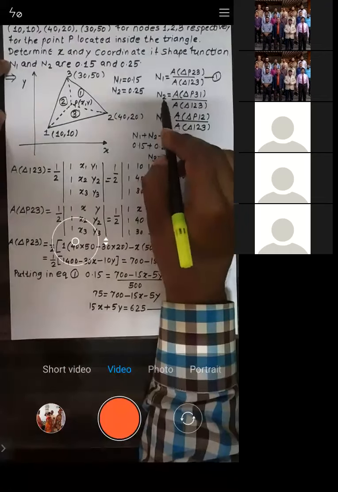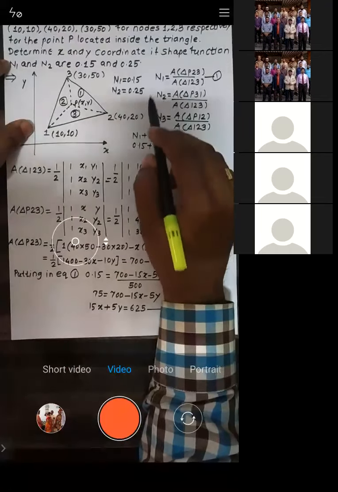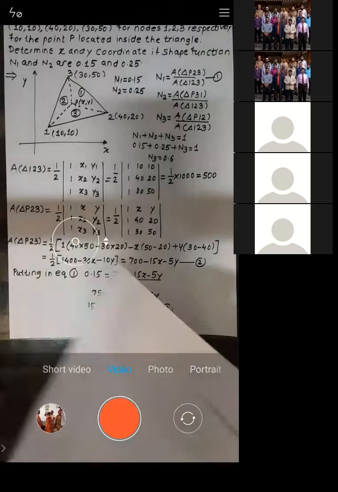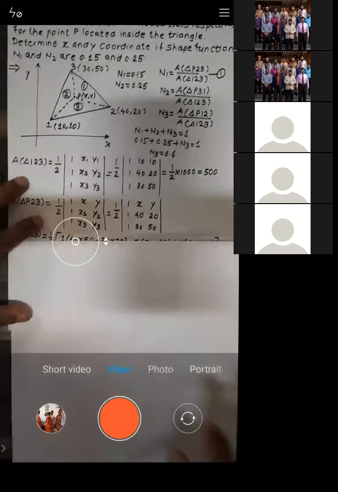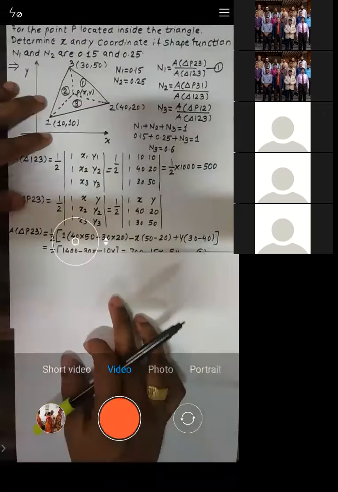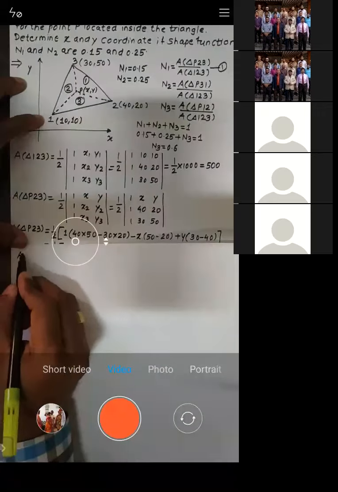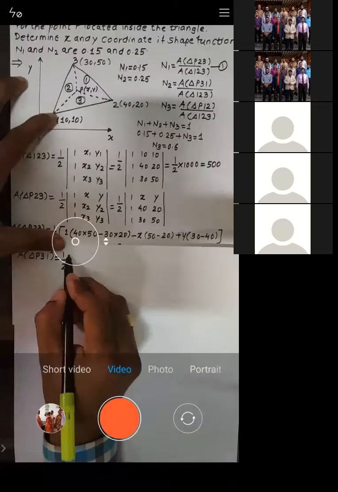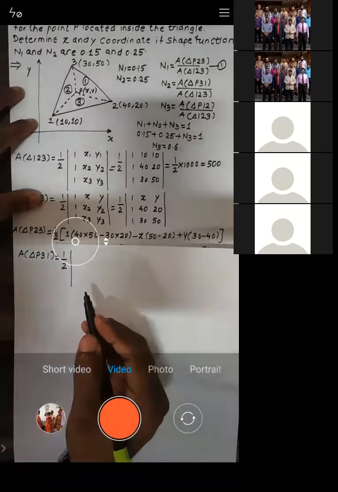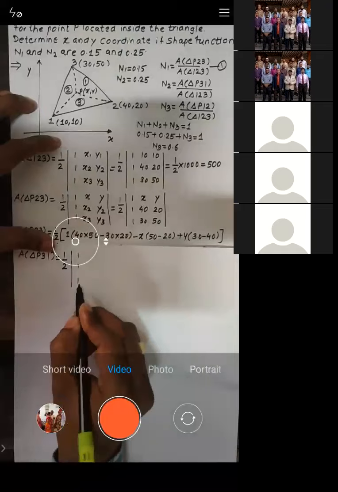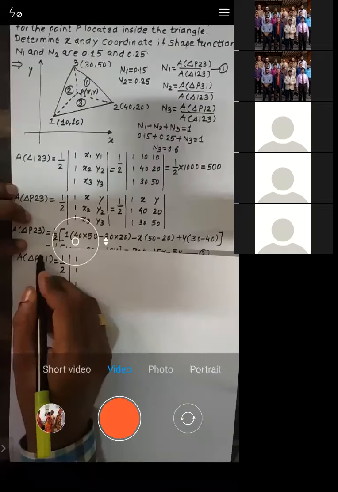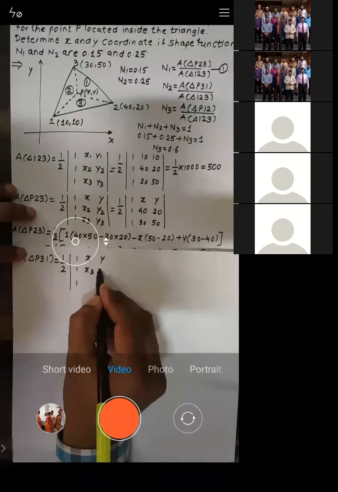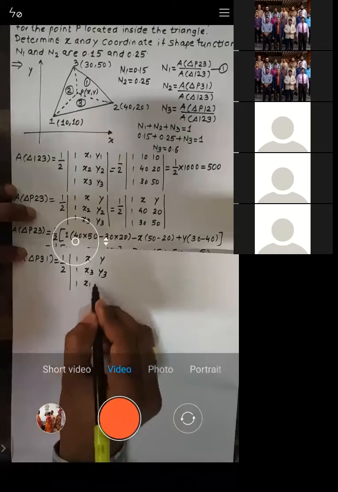Similar thing we need to do by using the value of n2. So let's do that. How will we calculate n2? It is the area of triangle P31, so we need to calculate that area. It is half into what? See, this is 1, 1, 1. Then the coordinates of point P are x and y, the coordinates of point 3 are x3, y3, and the coordinates of point 1 are x1, y1. Is it okay?